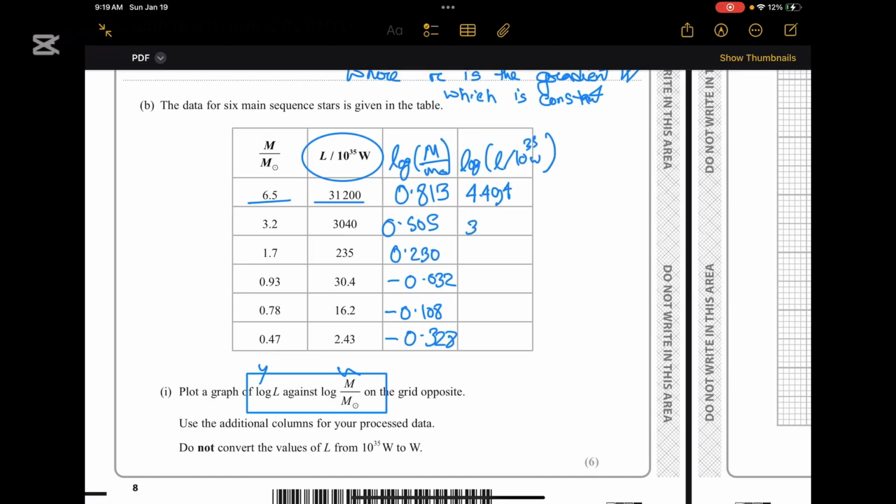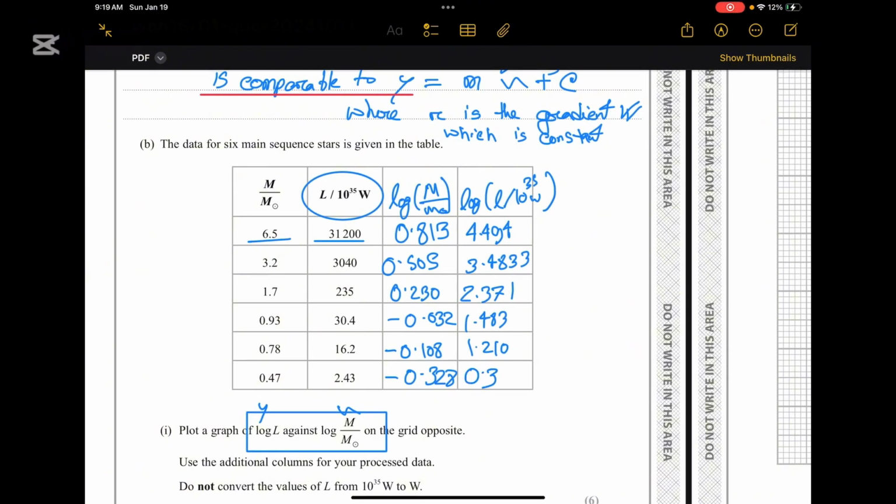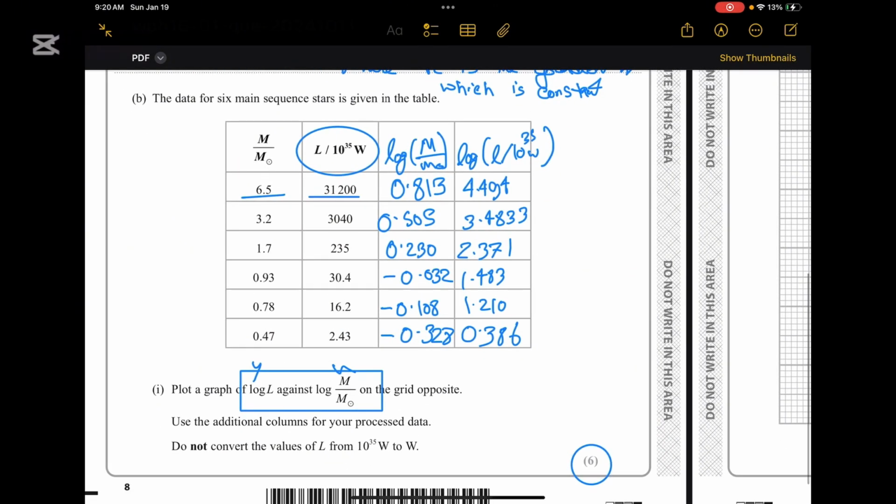Here it's 4.494, 3.483, 2.371, 1.483, 1.210 and 0.386. So this is how we have written all of them. So let's go and draw this graph. They have given 6 marks for drawing this graph. Use the additional columns for your process data. Do not convert the values of L from 10^35 to watt. So you have to take it in 10^35 value.